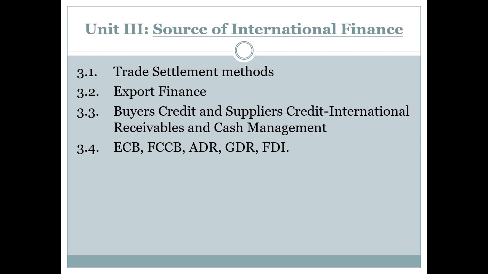Then some of the bonds, that is ECB, FCCB, ADR, GDR, even FDI, which means foreign direct investment. What are its merits and demerits? Issuing such types of bonds and instruments, how it benefits your international business or international finance also. That will be studied in unit number 3.